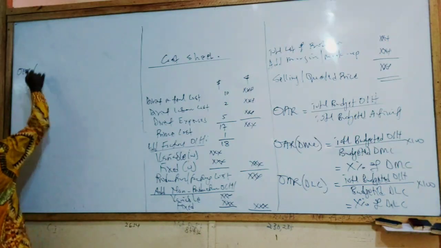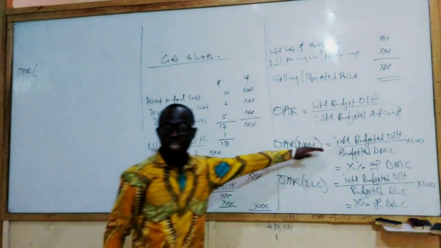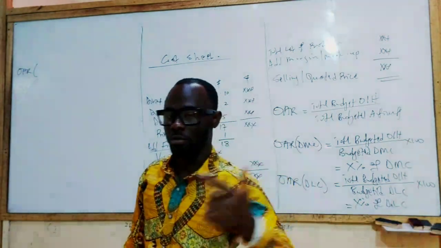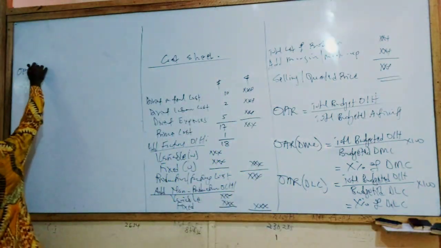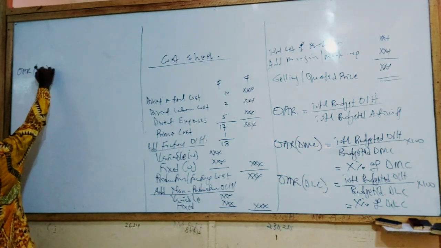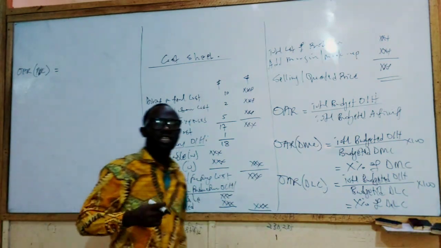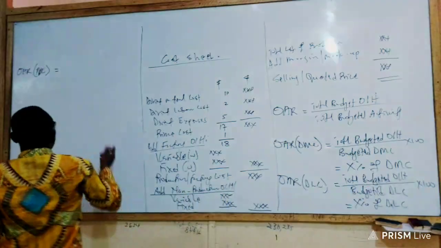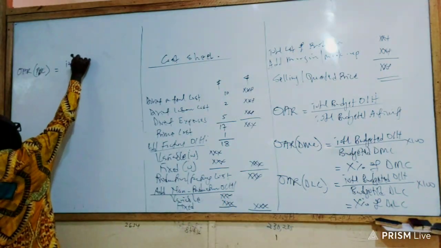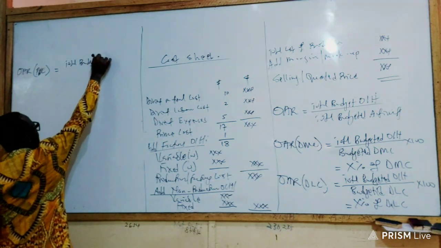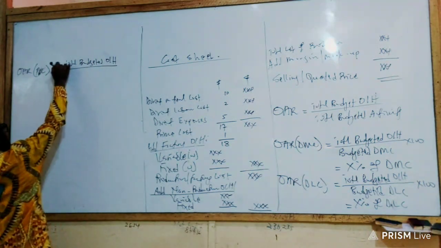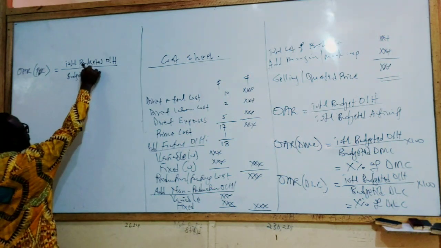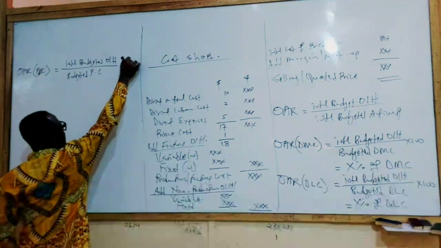So overhead absorption rate. We've done direct material, we've done direct labor. So the next thing we do is prime cost, PC. If we are calculating the overhead absorption rate according to prime cost, we use the same thing, total budgeted overheads. Remember I told you the numerator will not change, but the denominator will be changing. So budgeted prime cost times 100.